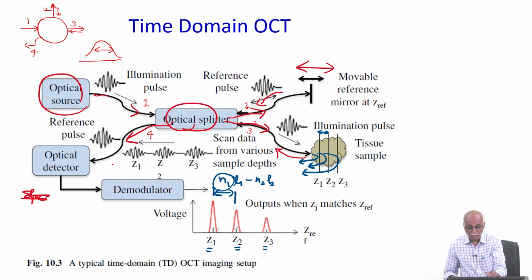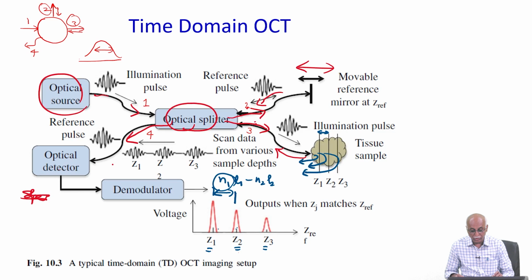So, the pulse goes to arm 2 and arm 3, and the reflected signal goes to the detector, as we saw in case of time domain OCT in free space. And the signals reflected back from different surfaces of this tissue sample will be observed in terms of Z1, Z2, Z3 positions depending upon the reference mirror position.